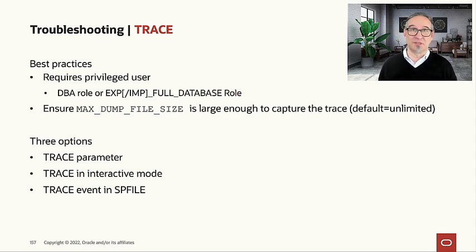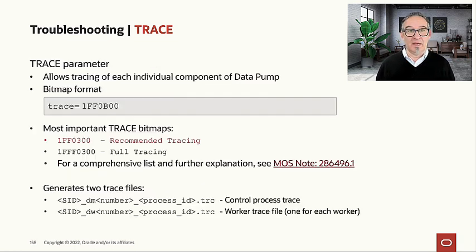We have three options to trace. We can trace, first of all, with the TRACE parameter. So this would be in your par file, or if you're brave enough to type everything on a command line, then put it on the command line. Then the interactive mode, and as a third option, put it into the SPFILE. Let me start here with the TRACE parameter.